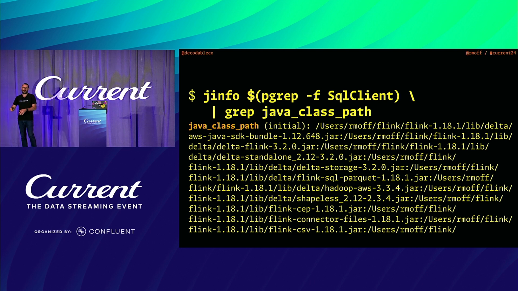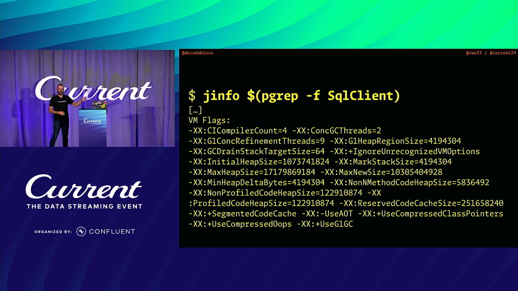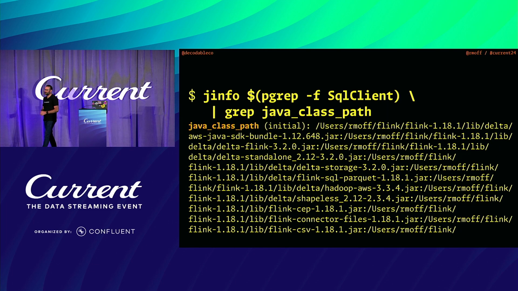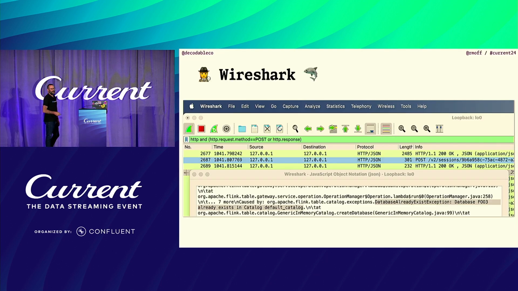JInfo tells you about that specific process, about the class path that it's picked up, about the arguments that are there, and the flags, and so on. So JInfo is very useful. Other troubleshooting tools, bearing in mind that Flink's a distributed system, is looking at the network traffic that's going on.